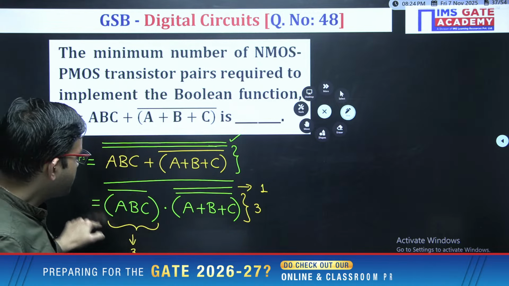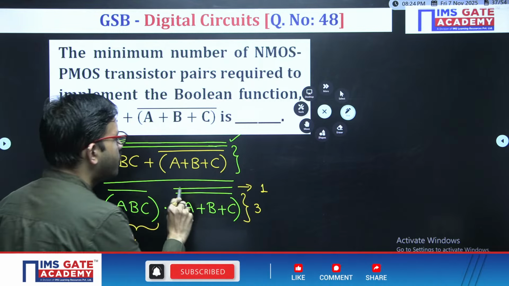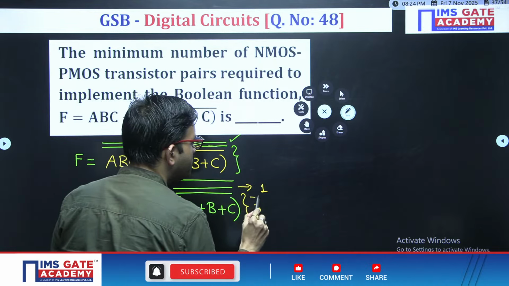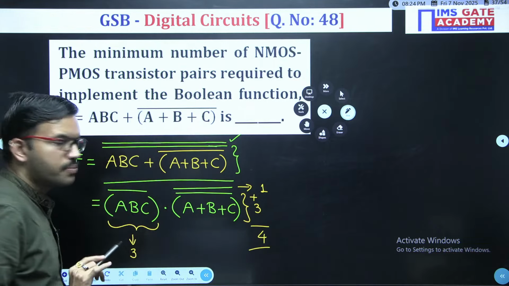See, for implementing this expression, we require 3 NMOS. For implementing this expression, we require 3. And for implementing the complement, we require one more. That means here, as of now, we are getting 4. Here 3. Up to here, fantastic.